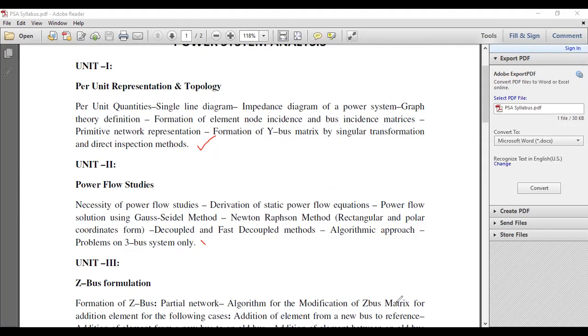I didn't leave any single topic in the specified syllabus.